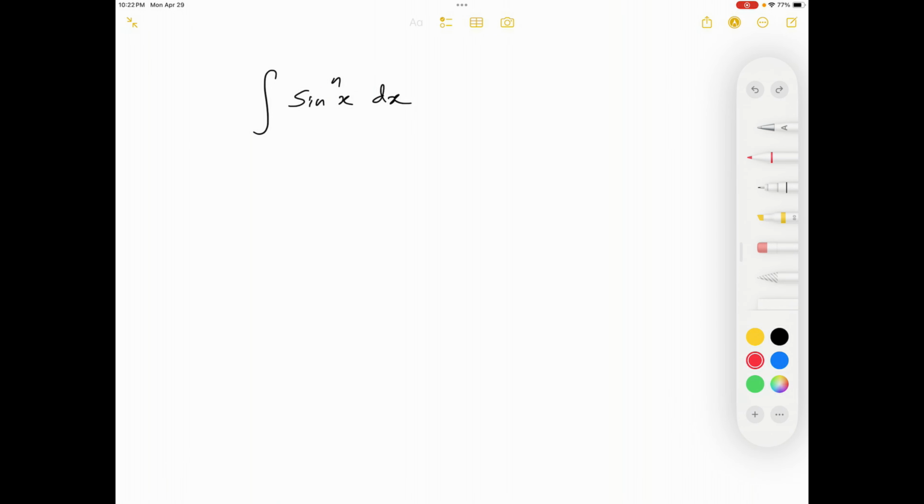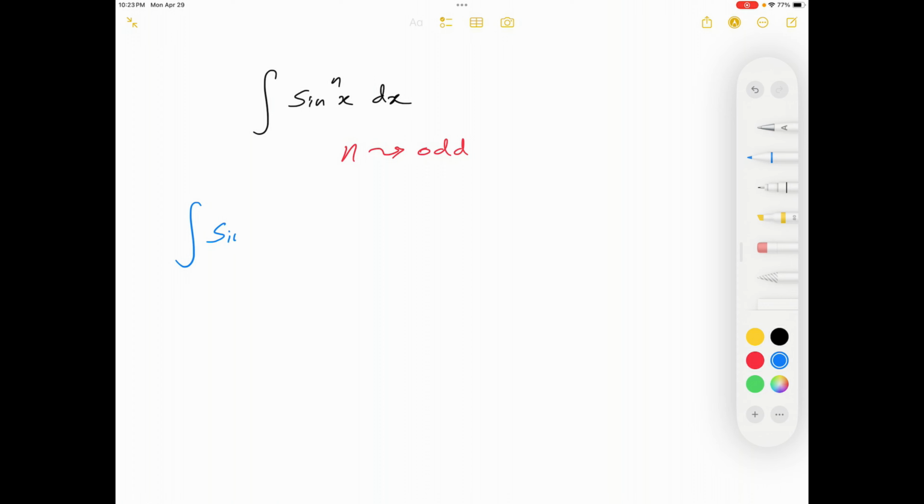During the discussion today, I'm going to look at the case where n is odd. There will be a separate video explaining the case where n is even. Alright, let's say your n right here is an odd number, such as 3, 5, 7, 9, and so on.